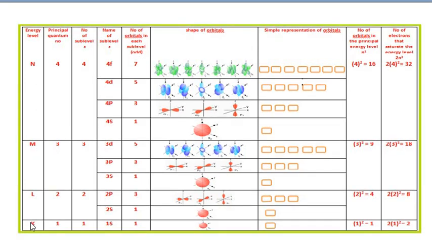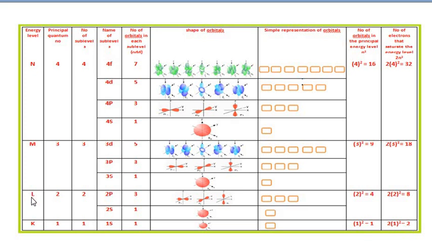The first main energy level, K, its principal quantum number is 1, which means that the first energy level takes 1 because its order is the first, so its quantum number is 1. Number of sublevels is 1, which is 1s. Its shape is spherical. Its orbital is only 1 that can take 2 electrons. The order here is 1. If you square 1, you get also 1. If you multiply one orbital by 2 electrons, it gives 2 electrons, which is the maximum number of electrons that can saturate the first main energy level.